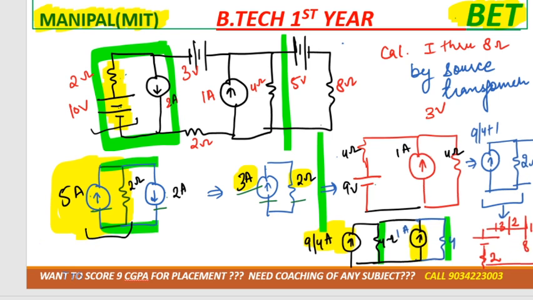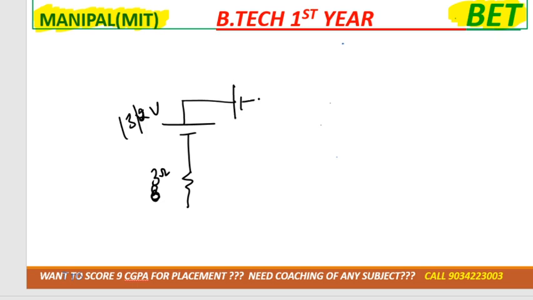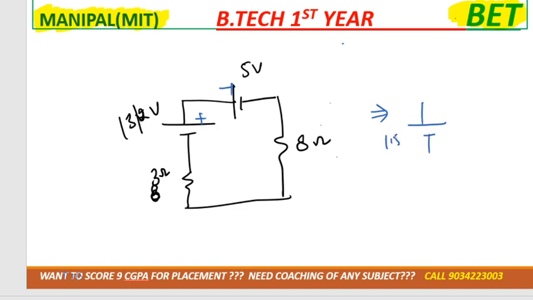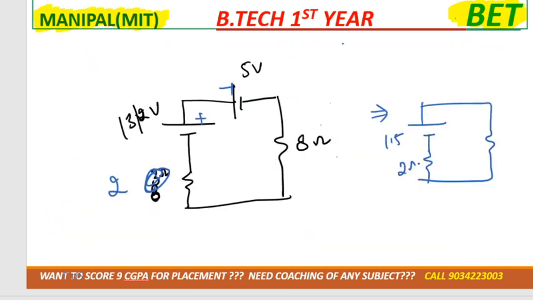So now the final result would be 13 by 2 volt, and the resistance is 3 ohm, and the battery is 5 volt, and the last resistance is 8 ohm. Now you can see that these batteries are connected opposite, right? Positive is connected with positive, so it would be 1.5 volt. Resistance would be, sorry, it's not 3, it's 2 only. Here we got the 2 ohm, it's 2 ohm only. 2 ohm and 8 ohm.